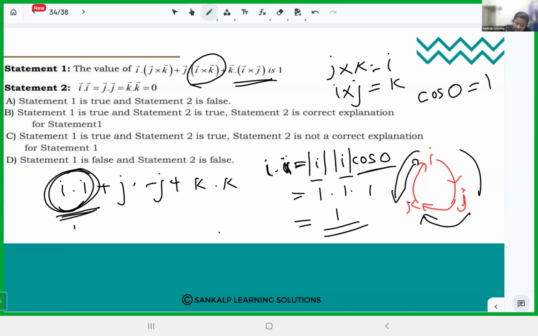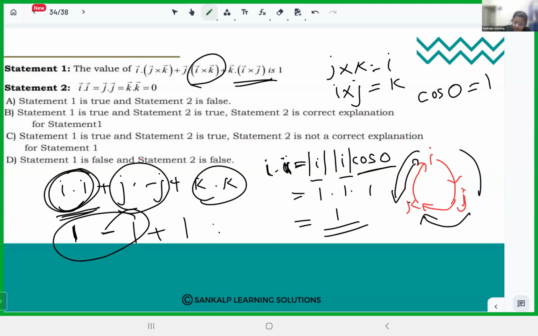So this is 1. Then what is j dot j? It is minus 1, isn't it? There is a minus there, so you can take it outside. So j dot j is 1. So minus 1 plus what is k dot k? It is 1. So 1 minus 1, 0. So what will be the total value? It is 1. So statement 1 is right.